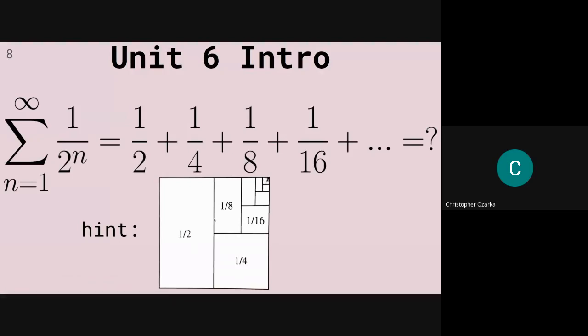This is still not easy, but anyone have any ideas? It's 1, which is really crazy to think about. This ends up being 1, even though you're adding up infinitely many things. But if you think about it, you can fit it geometrically. This is a geometric series. We're going to talk about that in a little bit.